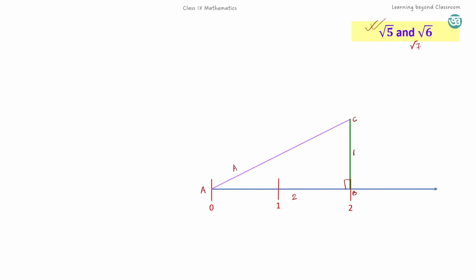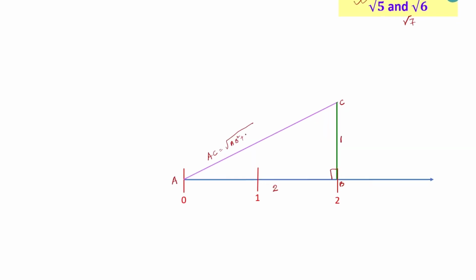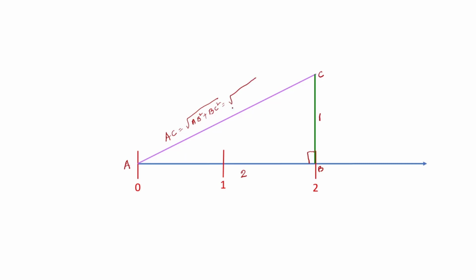So what is AC? According to the Pythagoras theorem, AC is equal to root over AB square plus BC square, and that is equal to root over 2 square, that is 4, plus 1, and this is equal to root over 5. So length AC equals root 5. Now you take A as the center and draw an arc with radius AC to cut the number line. So this is point D, and this is the point root 5 on the number line.